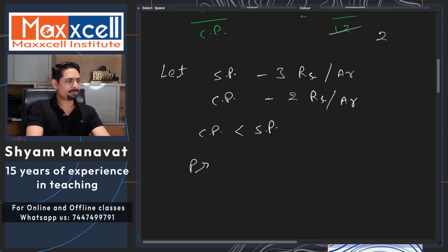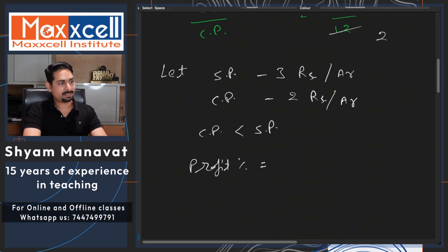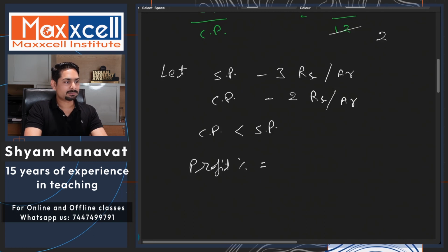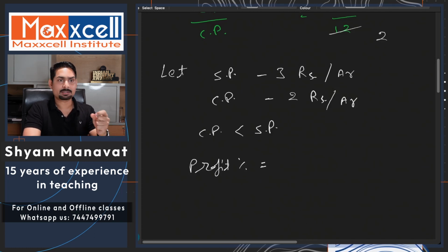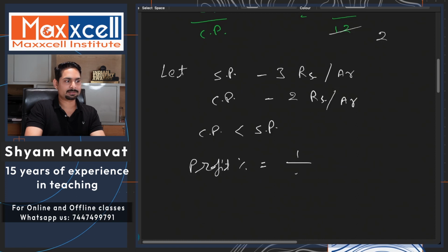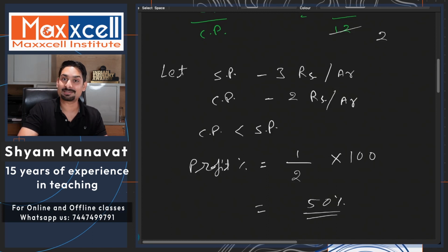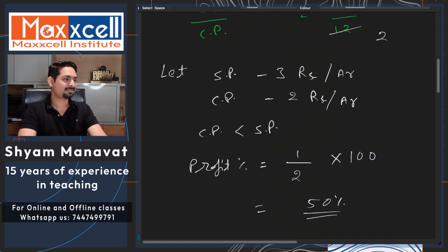Now profit percentage. How will you calculate profit percentage? I hope by now it must have been by-hearted that the profit or loss percentage we calculate on cost price. Numerator is only the difference, so 3 minus 2, the difference is 1. We calculate on cost price, which is 2, multiply by 100. Okay, simplify: 1/2 times 100 is how much? 50%. So there is a 50% profit in this trade.